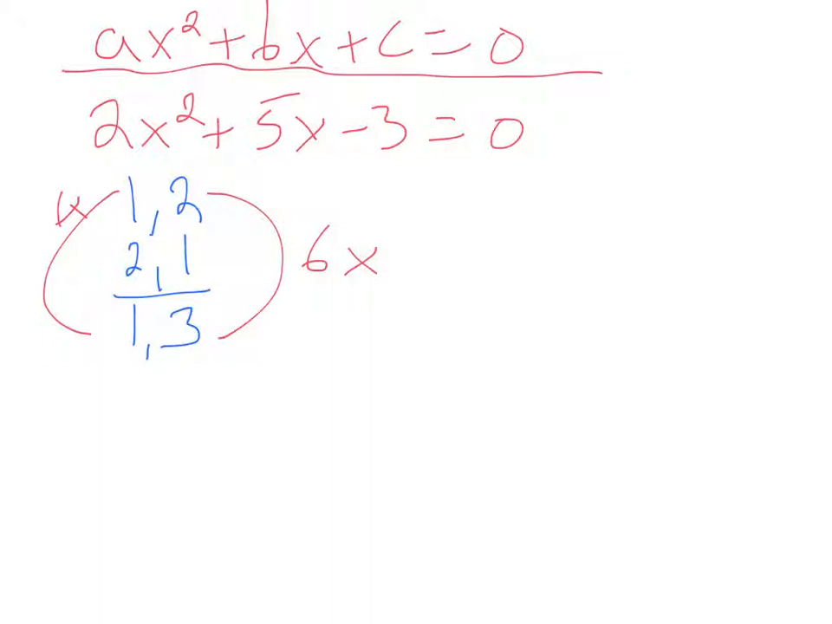2 and 1 with 1 and 3 wouldn't work, because we'd have a difference of only 1 there. We need a difference of 5. So we're going to go ahead and set that up.